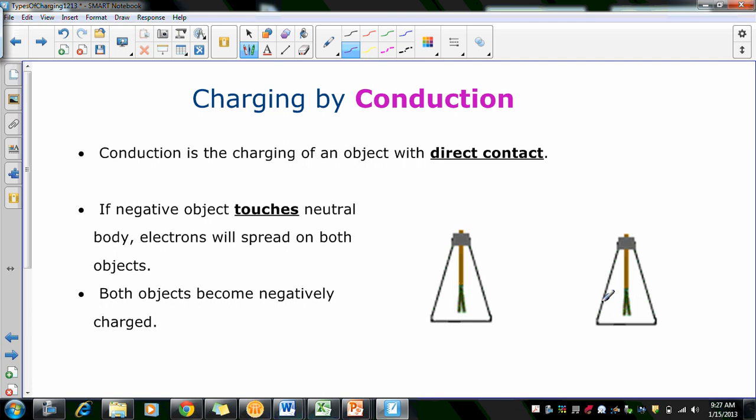So our first kind of charging is charging by conduction. And just like with thermodynamics, conduction means charging with direct contact. So the two objects must be touching. So in our example here, we have a negative object. There we go. So there's like a rod, and it has a negative charge on it. So it has extra electrons, and it comes in and it touches, this is called an electroscope.